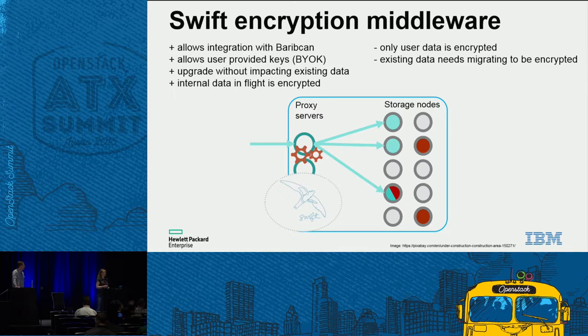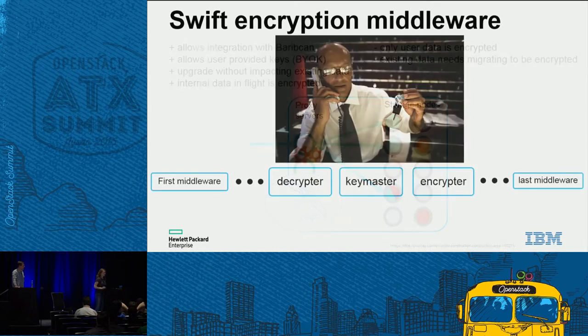And so a side effect of doing it this way is that your data is encrypted during the ingress into the Swift cluster. So the data between the proxy server and the storage nodes will be encrypted in flight. Notice that the in-flight encryption is not one of our primary goals, but it's definitely worth noting as a benefit.